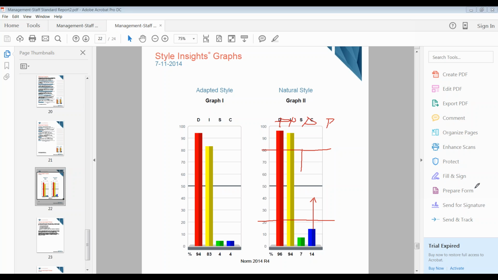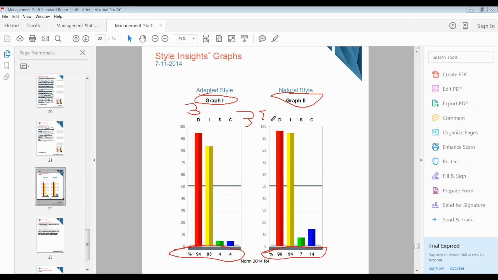Okay. So that's step 2. Step 3 is we want to compare the 2 graphs to each other and see if there's any disparity. Most people, particularly executives, independent consultants, senior level people, will have almost identical graphs between graph 2 and graph 1. So notice there's percentage points. And any time there's more than 35% difference between the 2 graphs, then that person could be experiencing some sort of shifting or adaptability, or it could be stress in their job.